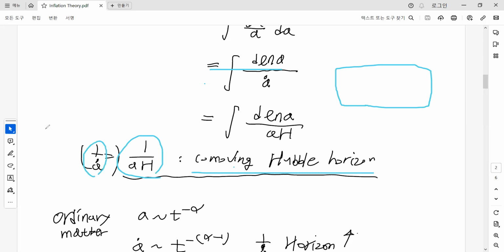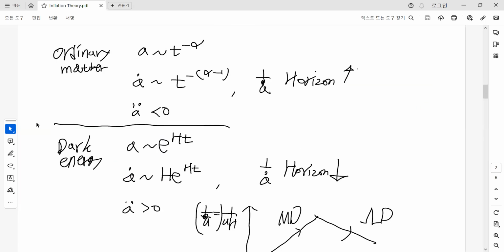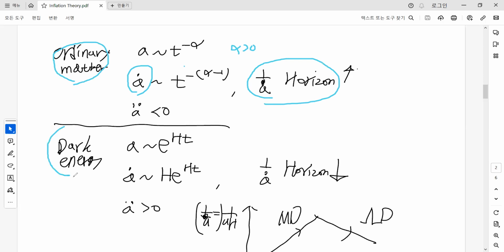For ordinary matter, the scale factor is proportional to t to the power alpha, where alpha is some positive number, so a-dot goes as t to the alpha minus 1. So the horizon size increases during the ordinary matter era. But in the dark energy case, the scale factor is proportional to exponential Ht, so a-dot is proportional to that factor. So the horizon size, 1 over a-dot, decreases during the cosmic evolution if dark energy is dominant.